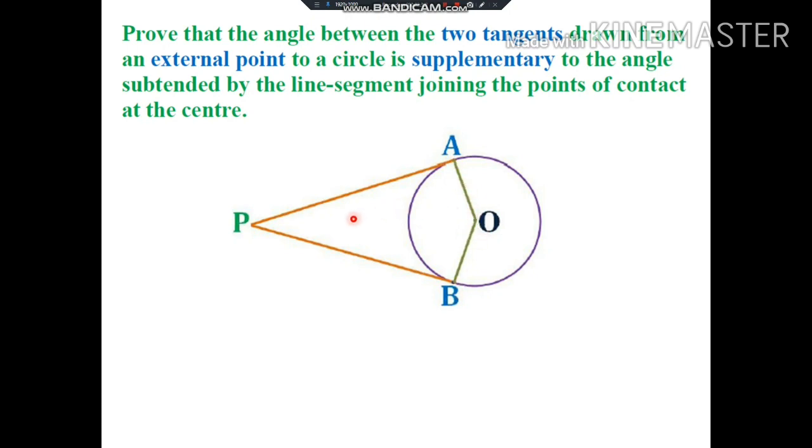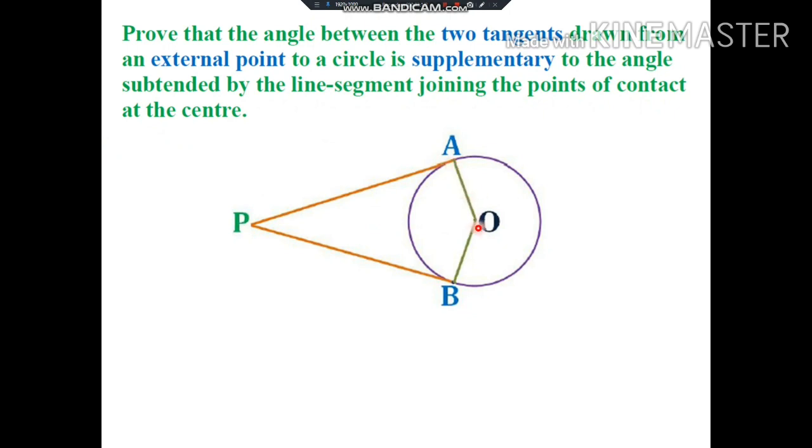Dear children, we have to prove what? Supplementary. What do we mean by supplementary, children? Do you remember? Supplementary angles means the sum of the angles is 180 degrees. We have to prove that the angle between the tangents, here angle APB, is supplementary to the angle subtended by the line segment joining the points of contact at the center. This is the center and this is the point of contact.